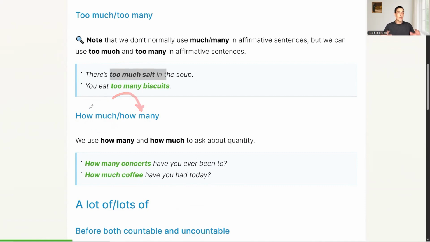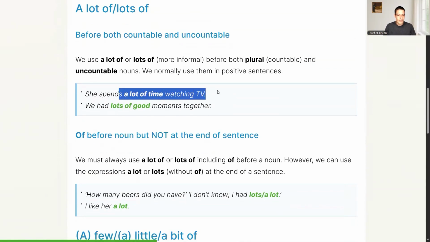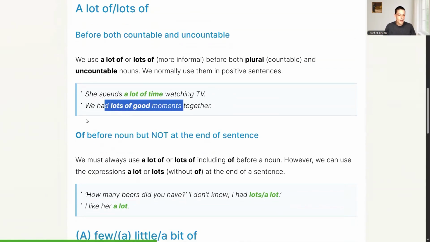To ask questions, we simply start with how, so how much and how many. To ask about quantity: how much time do you have to study? How many books in English do you have at home? I'm asking quantities. How many concerts? How much coffee? A lot of and lots of, as I told you before, we can use with both countable and uncountable with no problem. A lot of time watching TV, lots of good moments together we've had.